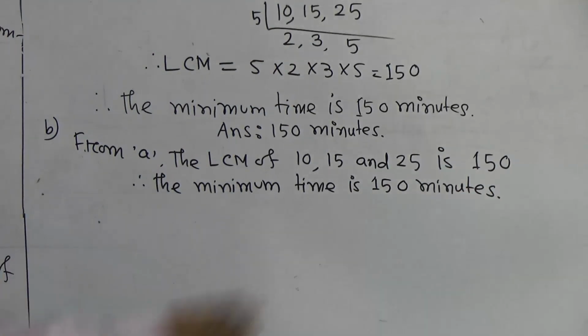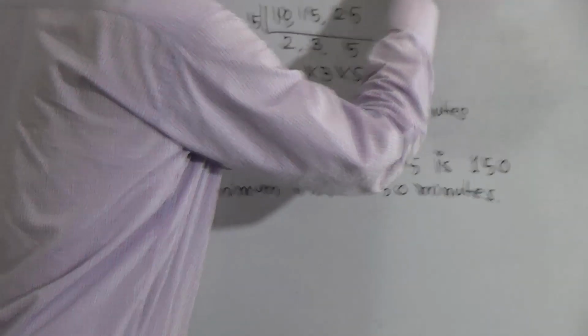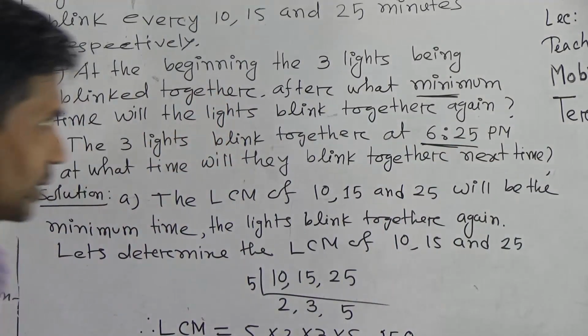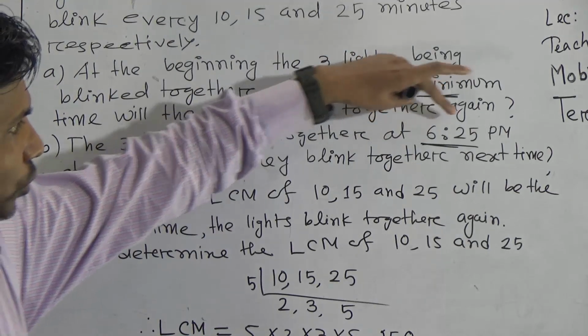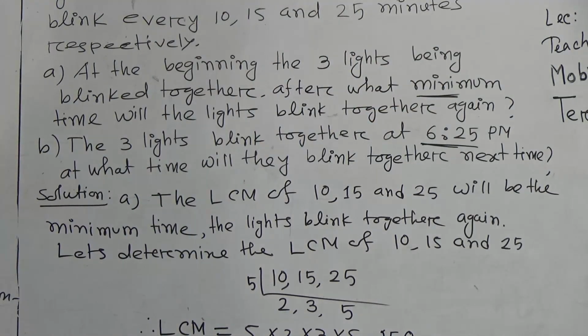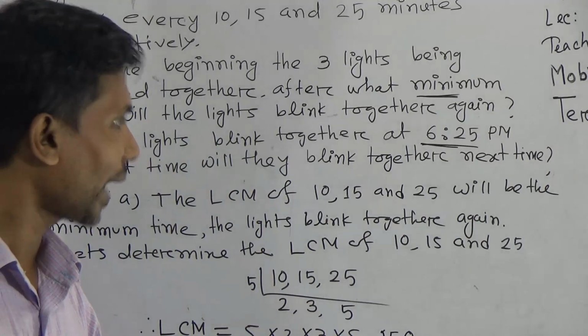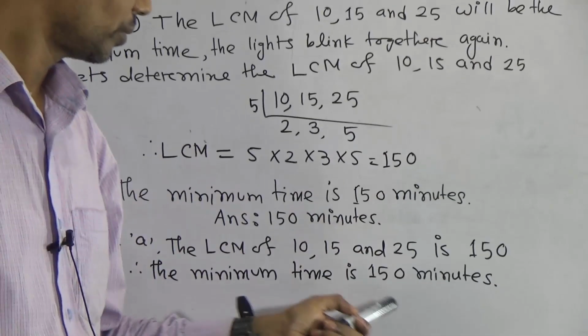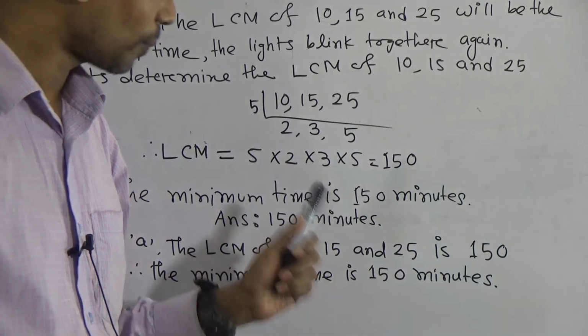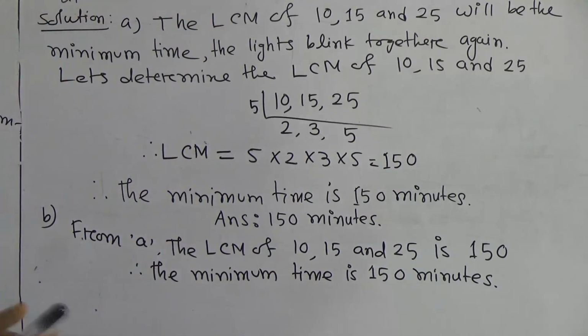Student, please see the question. You see there is written 6:25 p.m. That means 6 hours 25 minutes. Okay, so this is minutes. So we cannot add 6:25 to 150 minutes. So you have to convert this into hours and minutes.